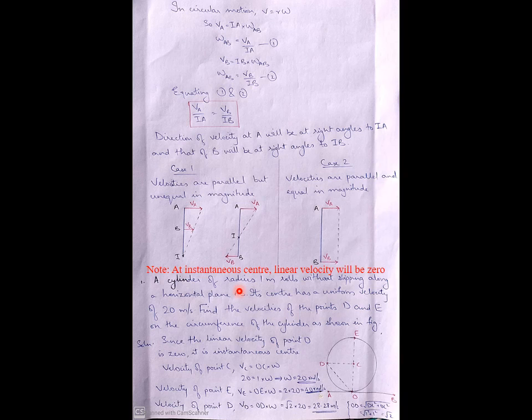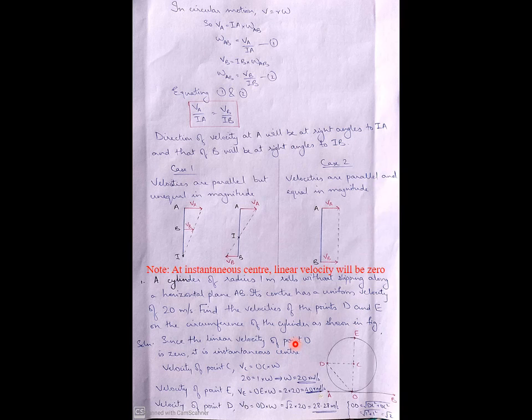Let us see the first problem. A cylinder of radius 1 meter rolls without slipping along a horizontal plane AB. Its center has a uniform velocity of 20 meter per second. Find the velocities of the points D and E on the circumference of the cylinder as shown in the figure. So this is the figure. This is a roller kept on a line AB. The radius is 1 meter. Now we have been asked to find the velocities at points D and E. Also, the velocity of the center point is given as 20 meter per second, which means VC is 20 meter per second.